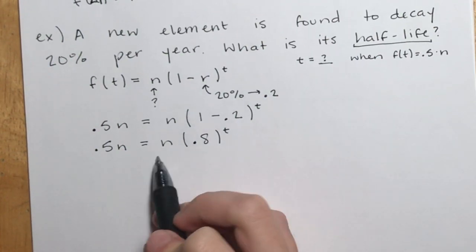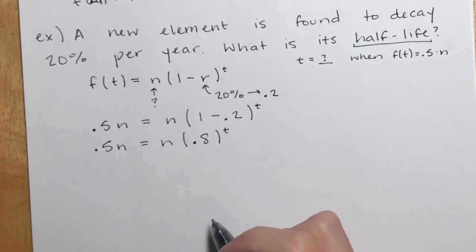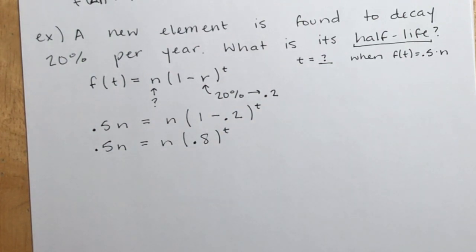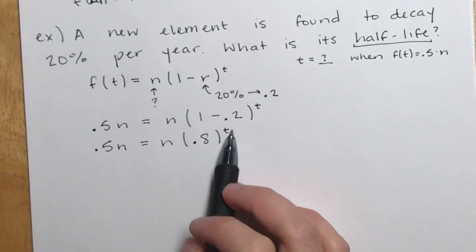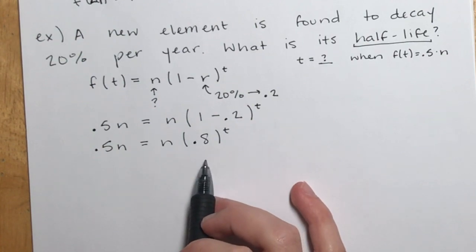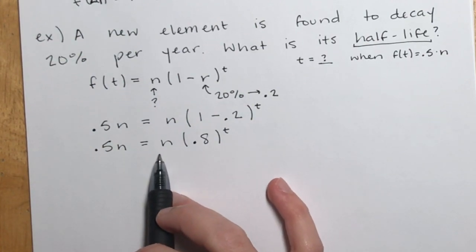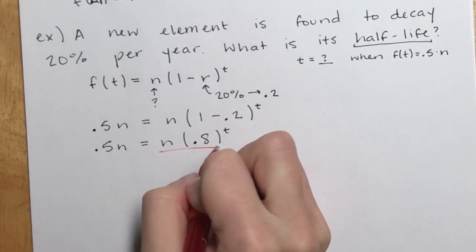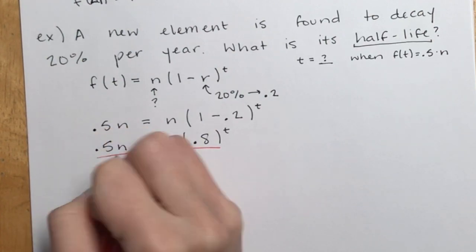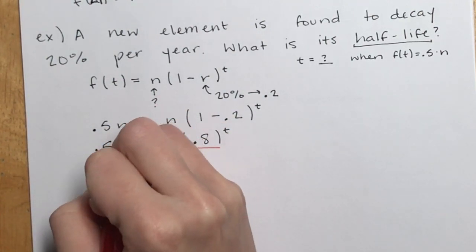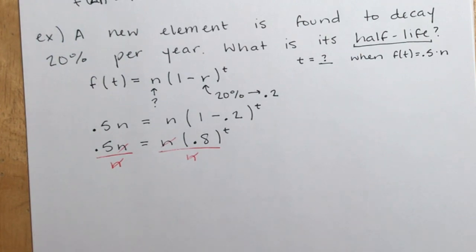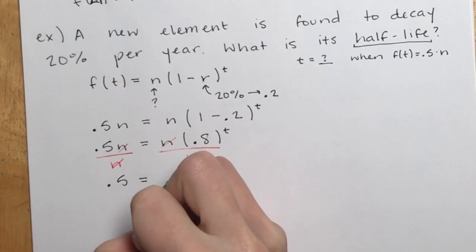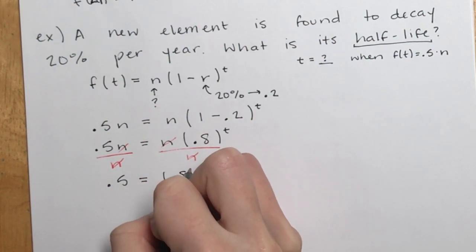All right, we've got these two variables. We want to get rid of one of them so that we can solve for t, right? We want to get rid of n so that we can solve for t. We want to get the exponential on its own, right? So let's do that. We can do that by dividing by the coefficient. So we divide by n. These guys cancel, and so do these guys. So since we've divided by n, we're left with 0.5 equals 0.8 to the t.